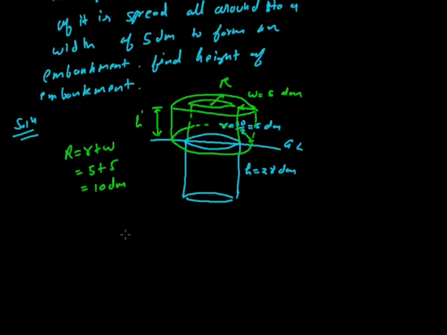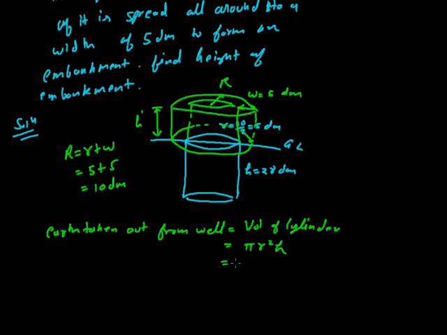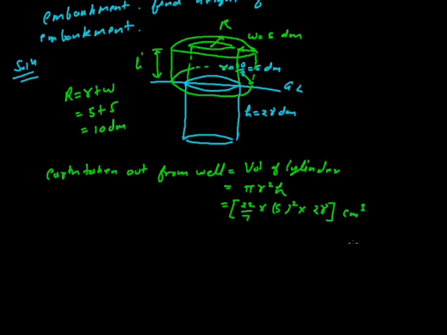Now, as it is given that the earth is taken out from this well, the earth taken out from the well is nothing but the volume of the cylinder, which is equal to pi r square h. Now putting the values, the value of pi is 22/7, and r is 5 square into h, the h is 28. So this much volume of earth is taken out, so much centimeter cubic. Now with this earth we are forming this hollow cylinder.